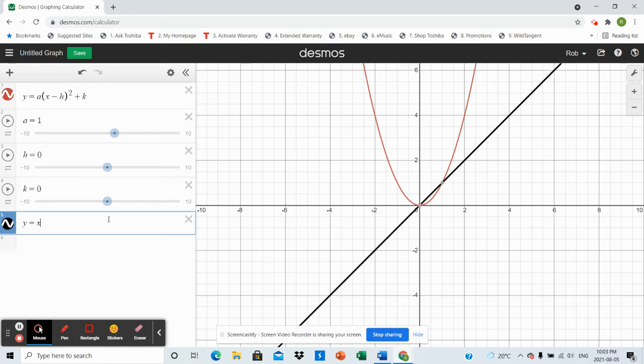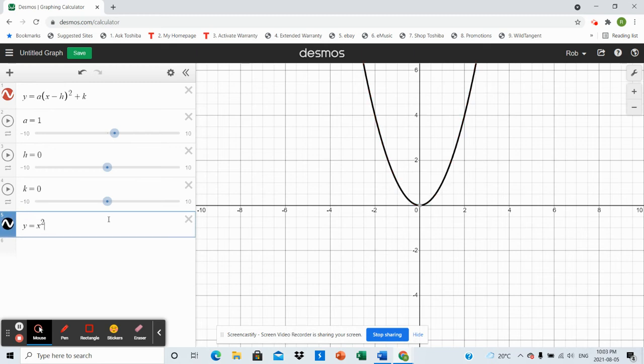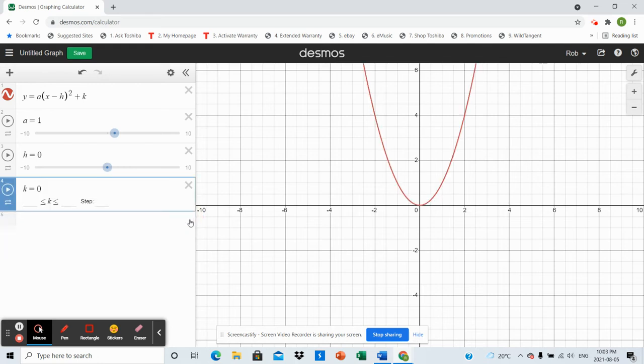And now, really, what we've got is our most basic function of a quadratic equation, which is just y equals x squared. So you can see I put y equals x squared. It's the exact same graph. So this is what's called our parent function. Now, a, h, and k, we want to find out what each one of these does. And we can do that with the sliders.